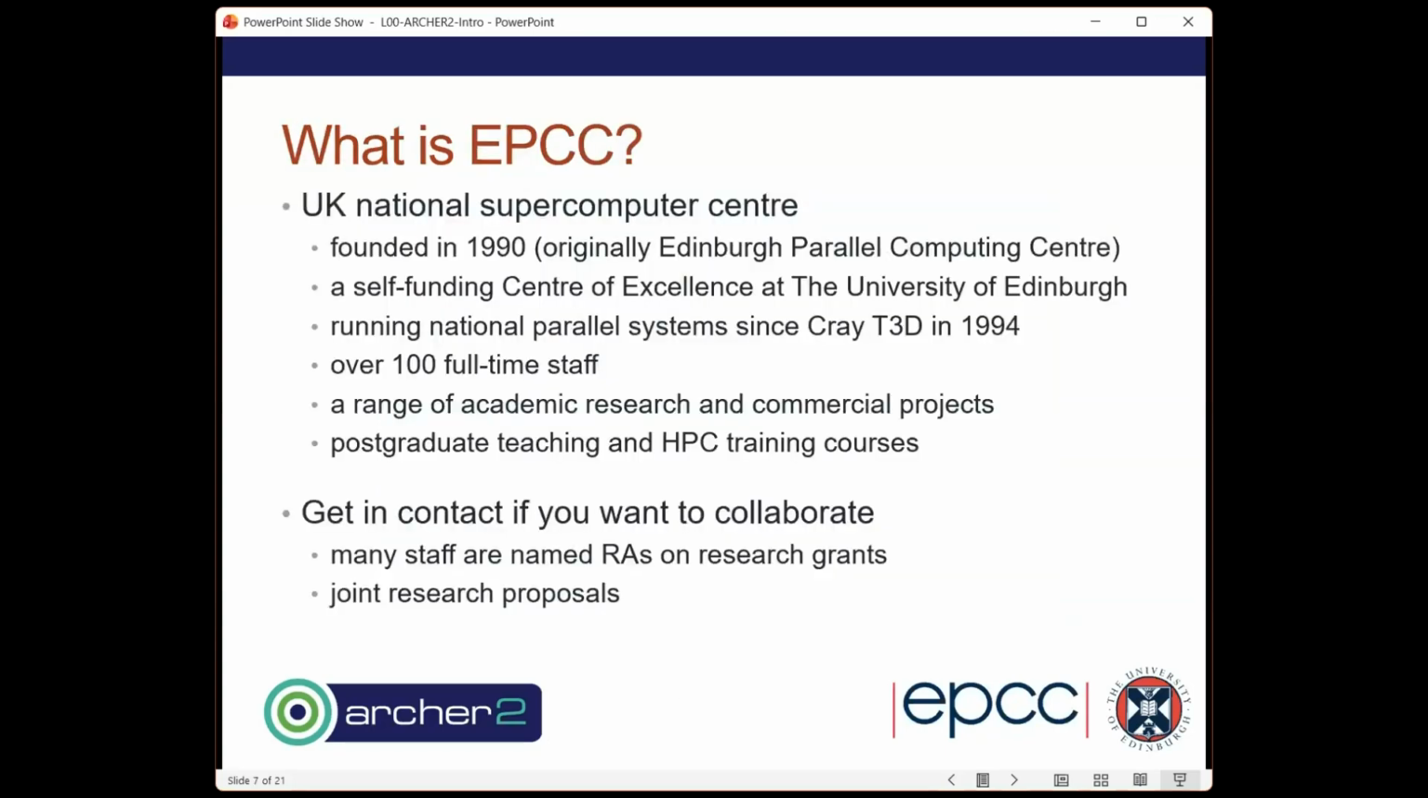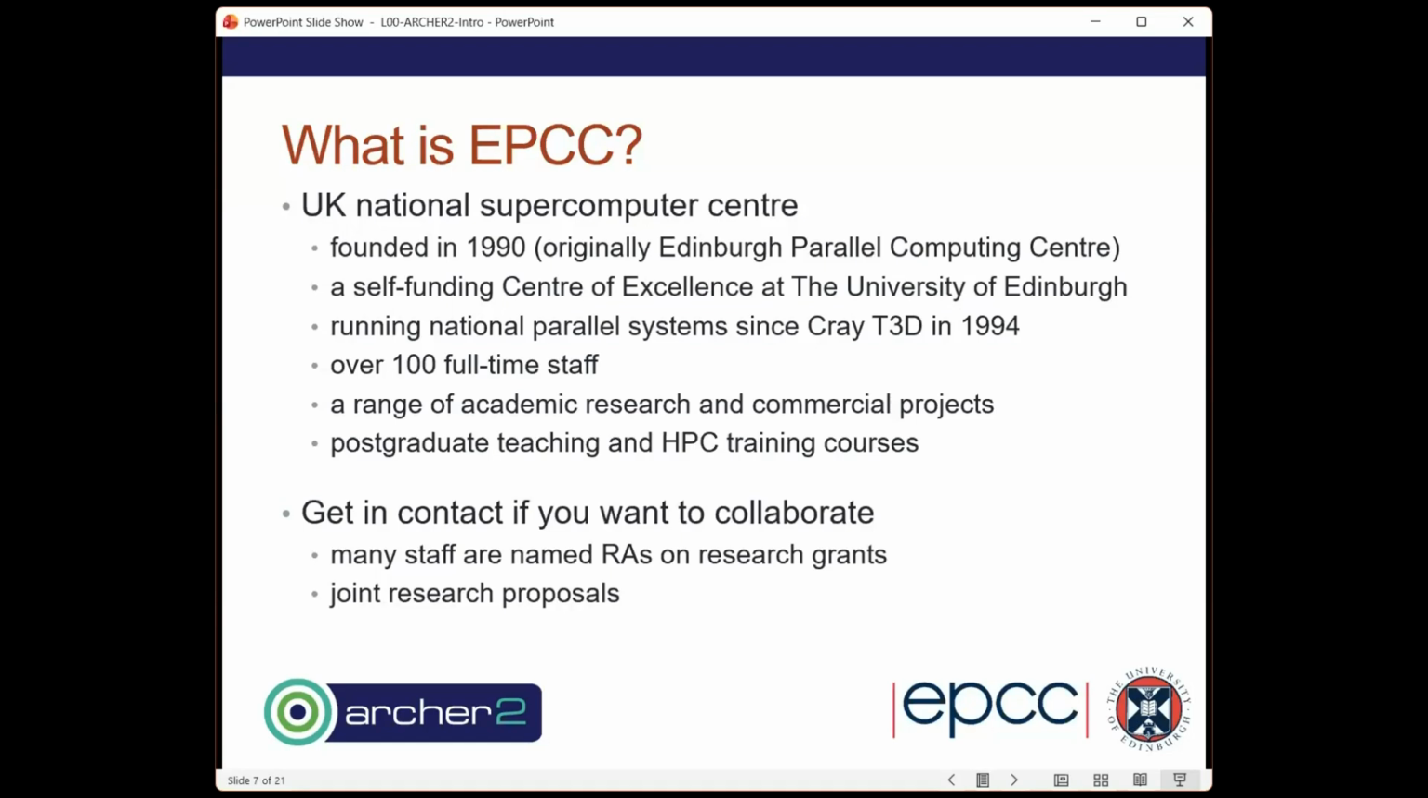I've mentioned EPCC. You may know what is EPCC. We're now the UK's National Supercomputer Centre. We've been around for over 35 years. Originally, it was called the Edinburgh Parallel Computing Centre, but technically we're just EPCC. We're part of the University of Edinburgh, and we've been running national parallel computers for over 30 years, since the first Cray T3D national parallel computer system in '94, and we'll be hosting the next national supercomputer system in a couple of years' time.